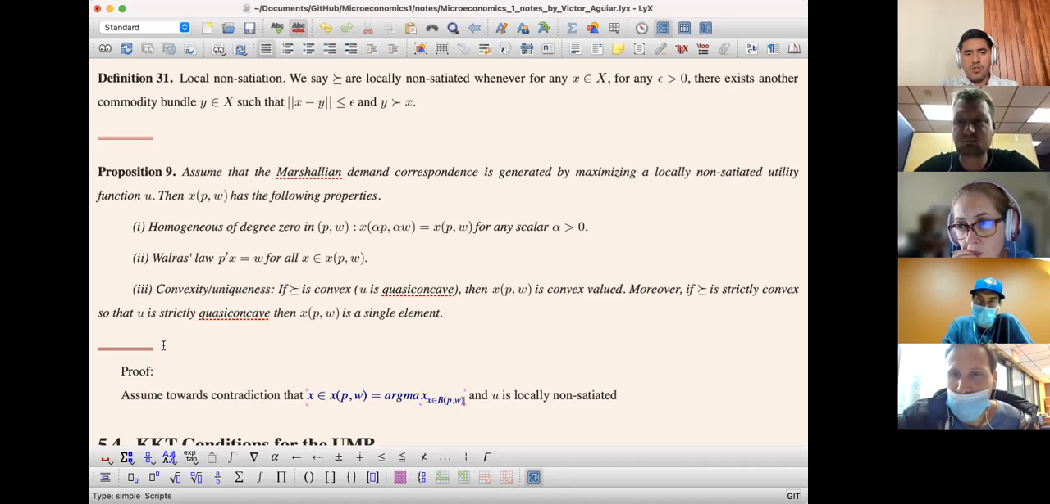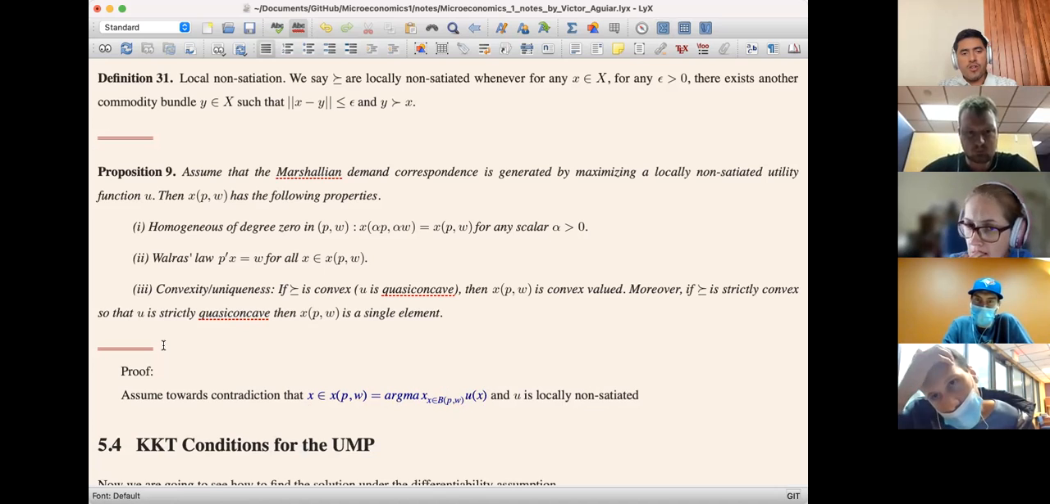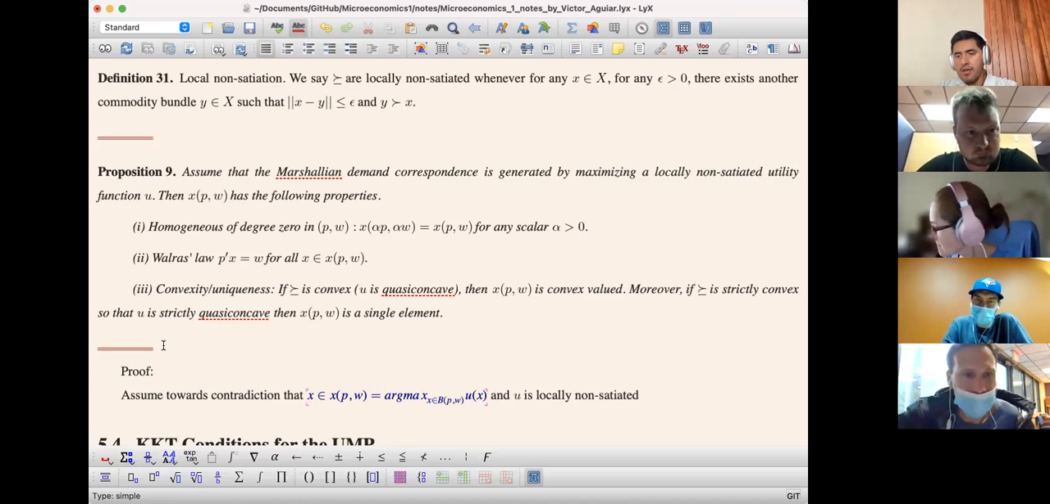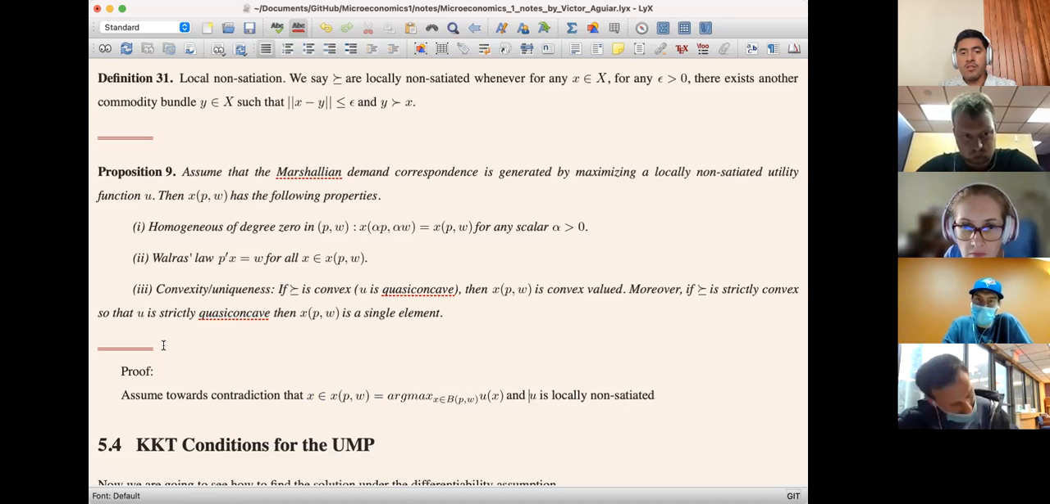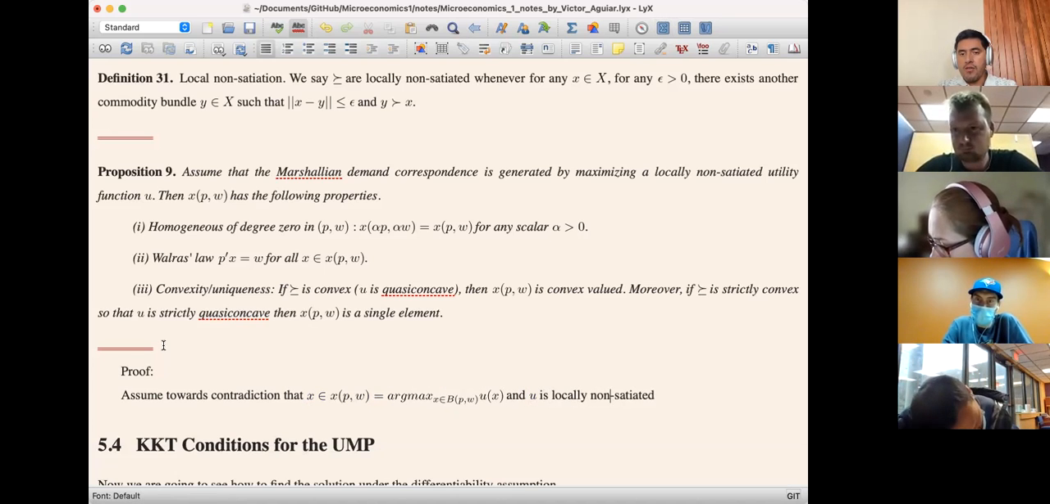Yeah, I think that's a good intuition, and right now let's formalize. Assume towards contradiction that you have an x that is in the Walrasian, Marshallian demand correspondence, and u is locally non-satiated.